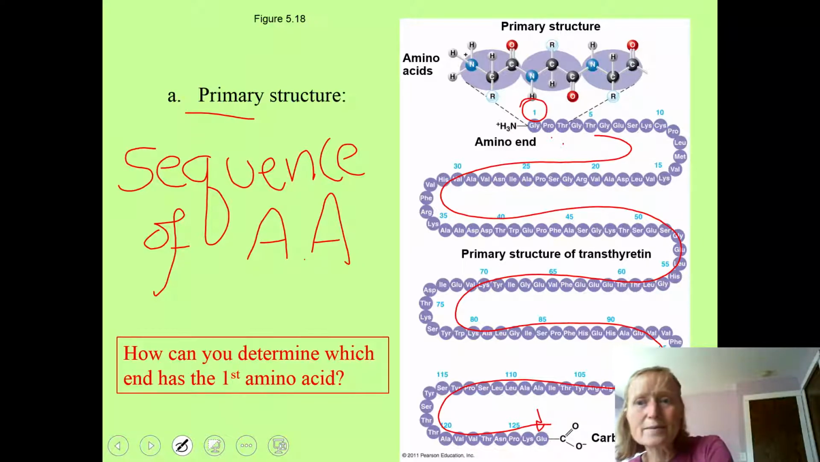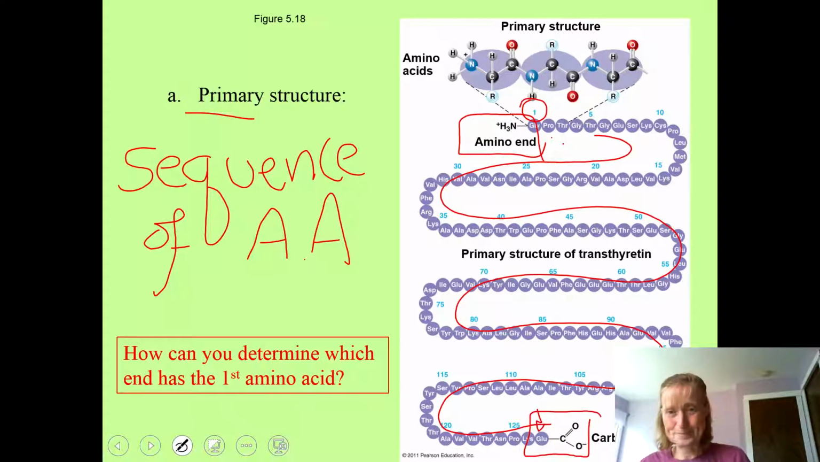I know that because amino acid chains have polarity. The first one laid down has the amino group sticking out. The last one has the carboxyl group sticking out. So here's the amino end. That's our first amino acid that's been laid down. There's the carboxyl end. Okay. The primary sequence is this chain of amino acids.